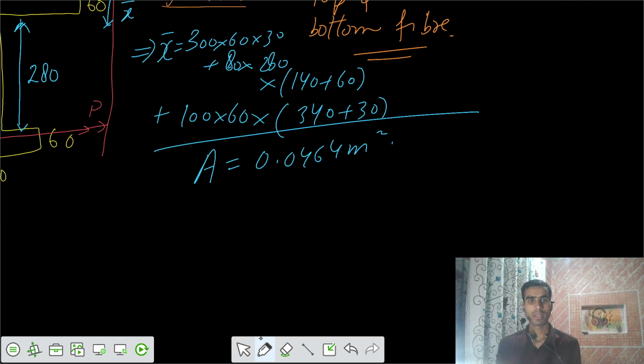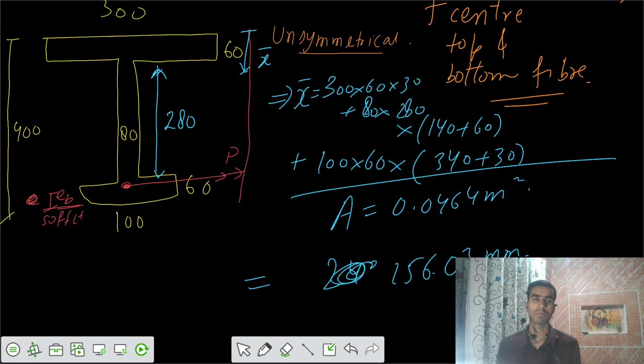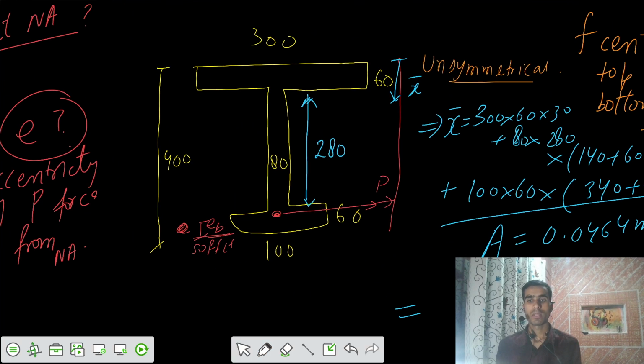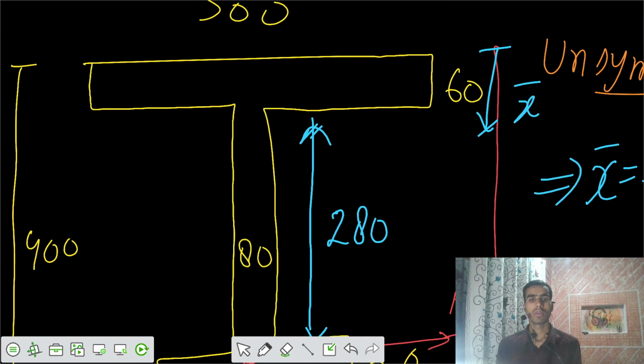Finally your centroid would be at a value of 156.03 millimeters from the top. So somewhere here. That means this part would be equal to 156.03 millimeters. So the centroid is here. This is the neutral axis.